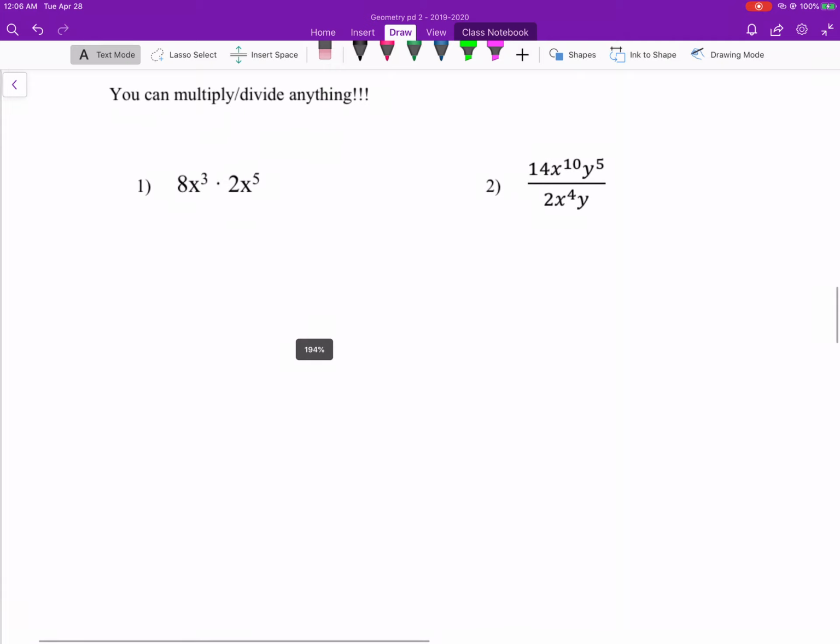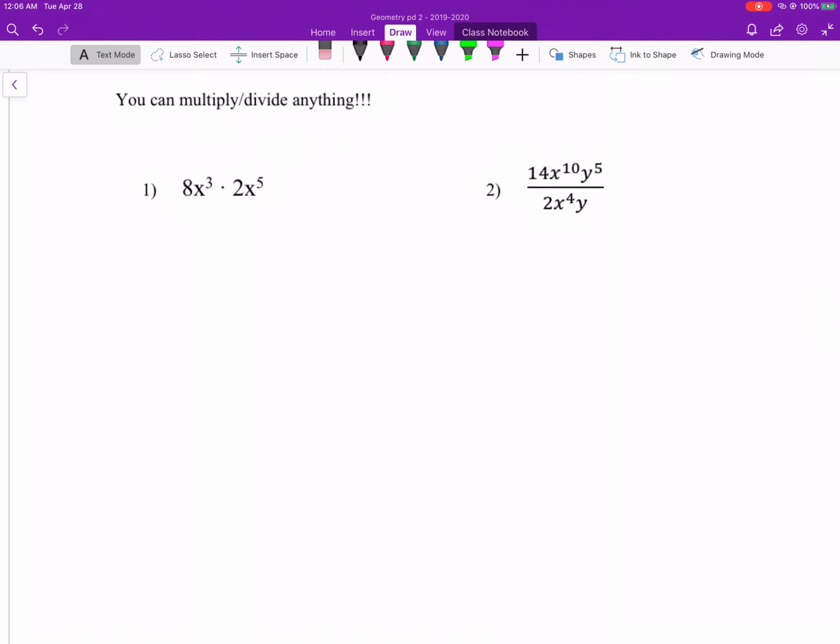All right, so let's take a look at the first one here. 8x to the third, or 8x cubed, times 2x to the fifth. So what this would be, your coefficients, 8 times 2 is 16. X to the third power times x to the fifth: keep the x, and essentially you're adding the exponents. So it would really be 16x to the 3 plus 5. I'm not going to write this out for every example, but just know where that's coming from. This is 16x to the 8th.